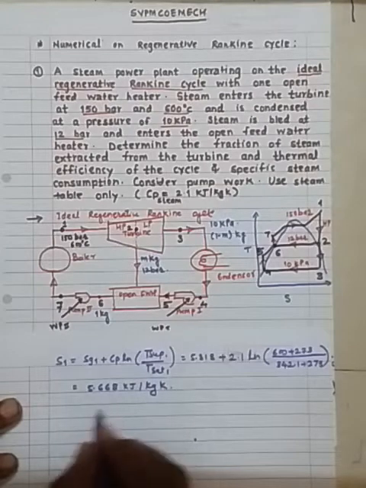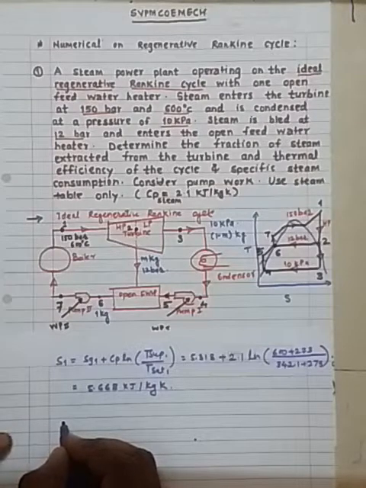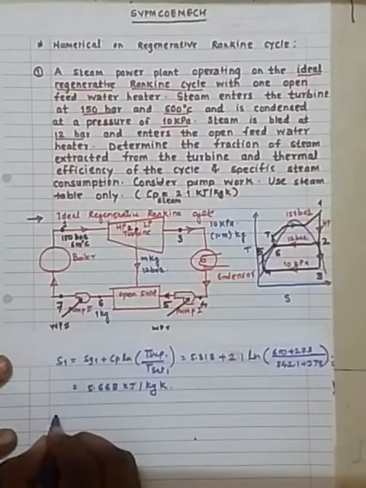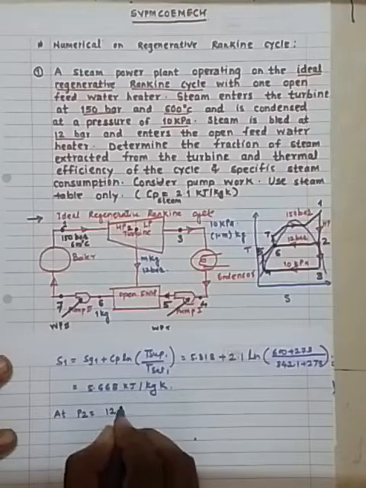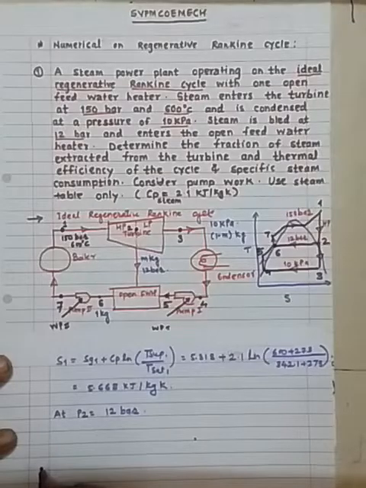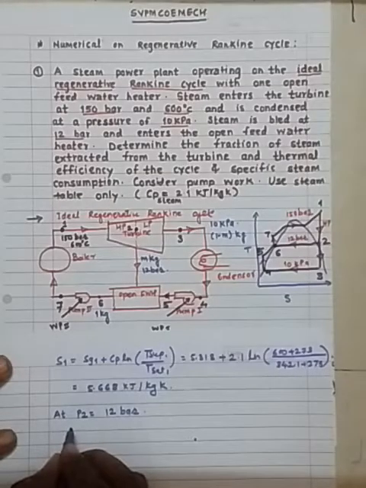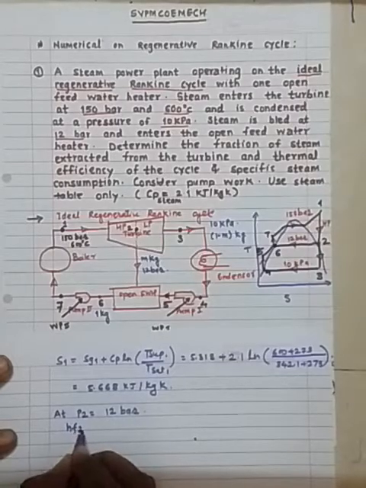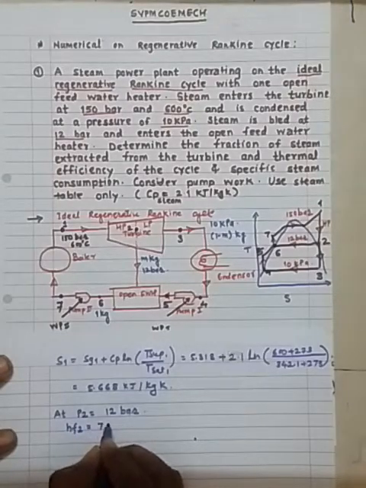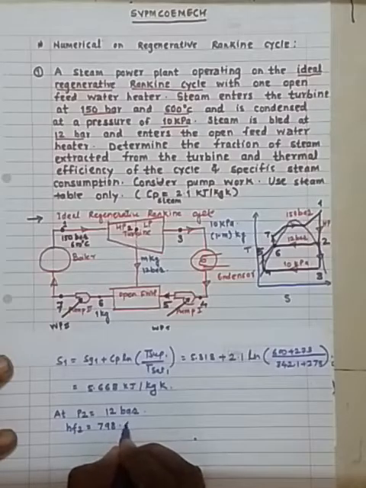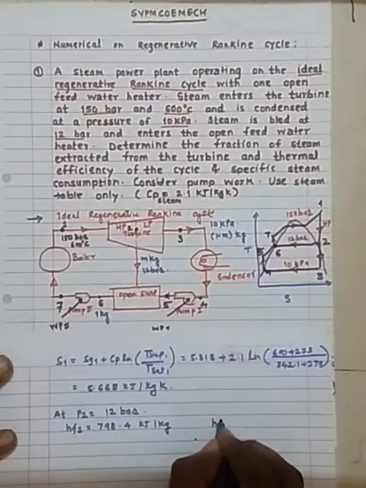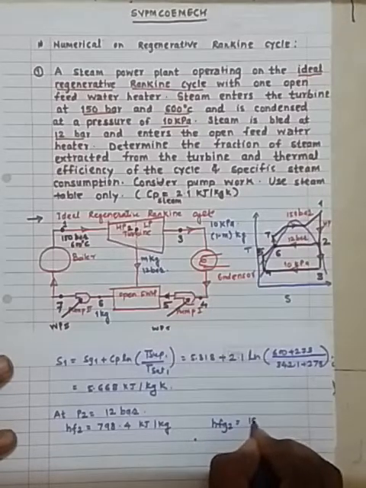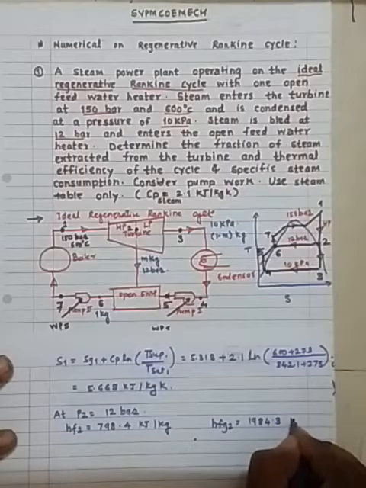Further, this whole thing is occurring at 150 bar. Now I have P2 equal to 12 bar. So how much is the value of Hf2? From the steam table, Hf2 is equal to 798.4 kilojoule per kg. I am just listing this value. Hfg2 is equal to 1984.3 kilojoule per kg.